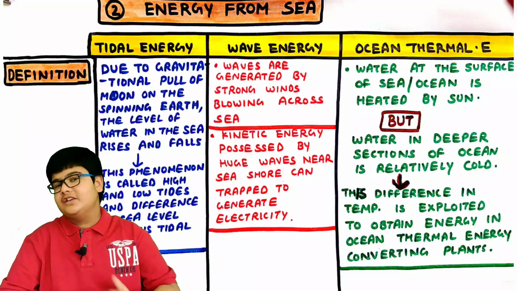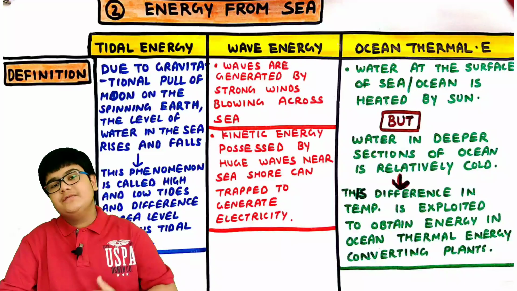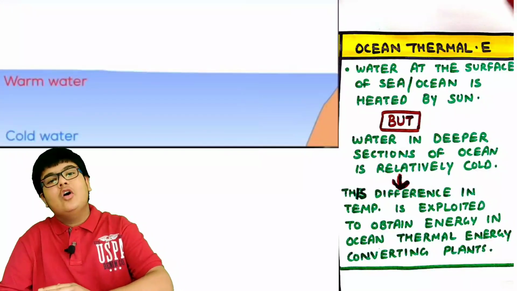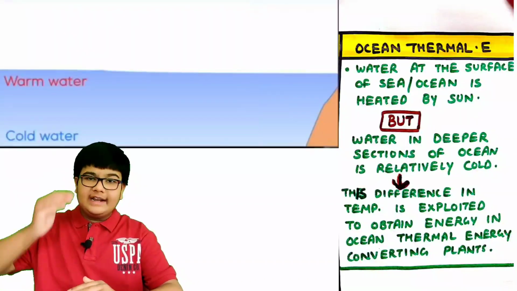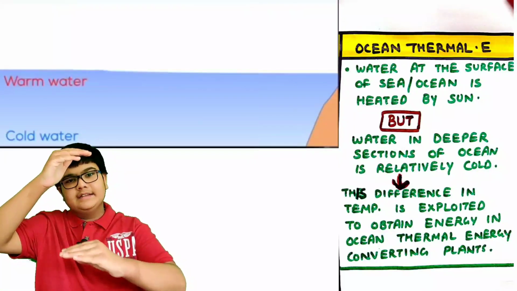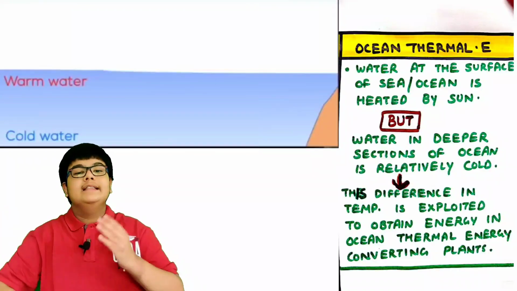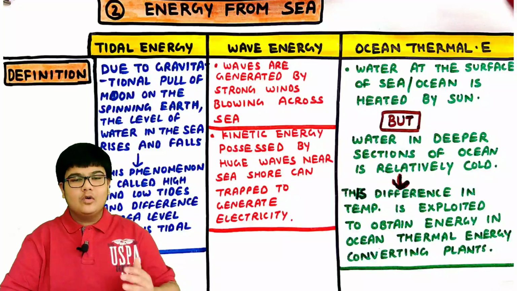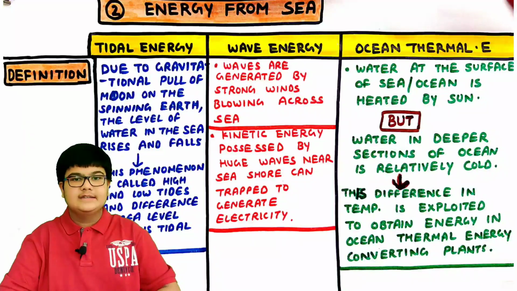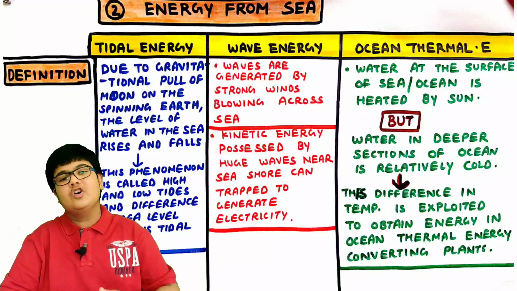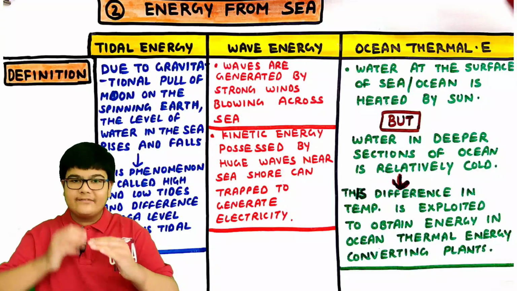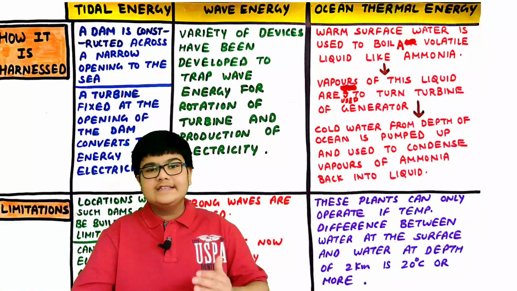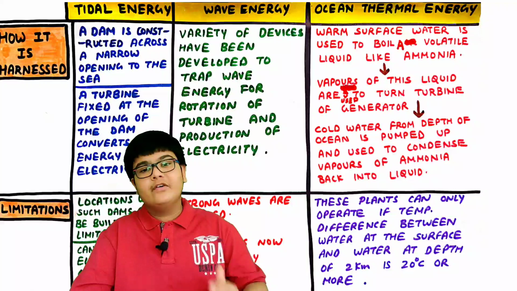Third, ocean thermal energy. Water at the surface of the sea or ocean is heated by the sun, but water in the deeper sections of the ocean is relatively cold. So water at the surface is hot, and at the deeper section it is very cold. Thus, this difference in temperature is exploited to obtain energy in ocean thermal energy conversion plants. There are some special conversion plants of this ocean thermal energy, which use this difference in the water to generate electricity. Now let us see how these ocean thermal energy conversion plants work.